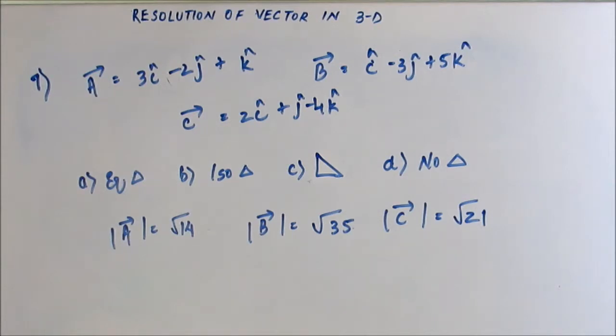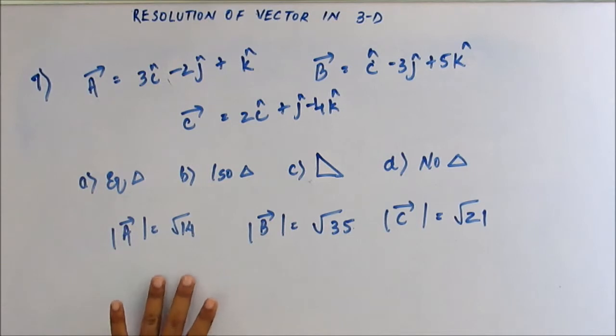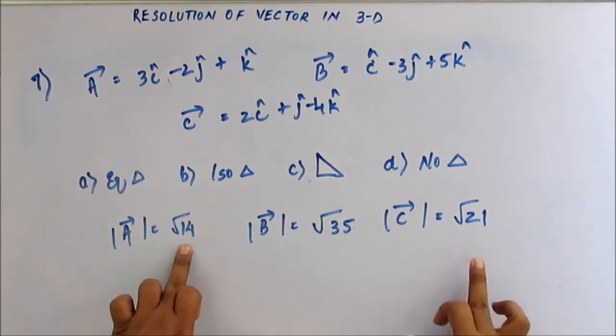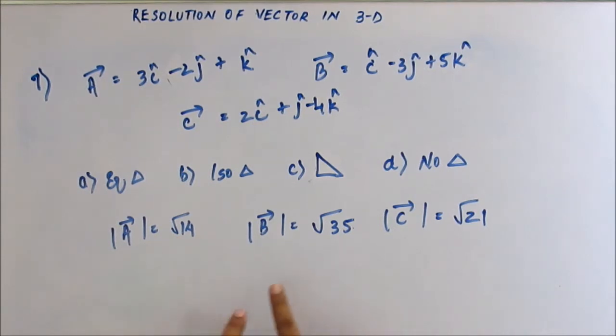Are they going to form an equilateral triangle by any chance? No. Are they going to form an isosceles triangle? No. Can they form a right angle triangle? Oh, they are Pythagoras triplets. The square of this plus the square of this is equal to the square of this. So they are going to form a right angle triangle. So you can mark option C as the right answer, and you will get full marks.